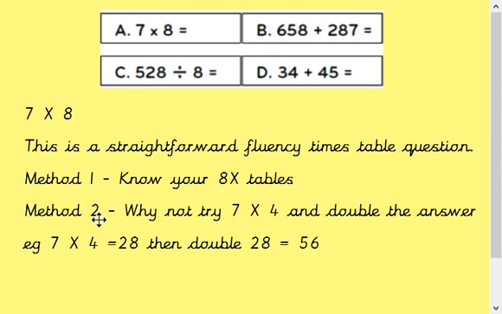So what could we use? Well, one way that I would think about doing it would be making sure I know my 4 times table. And if I know my 4 times table and I can double numbers, then I can work out my 8 times table. So here, I would say, what's 7 times 4? If I know that 7 4s are 28, then I can double it up. 28 doubled makes 56. For example, 2 4s are 8, well, 2 8s would be 16. And that's the same principle for this.